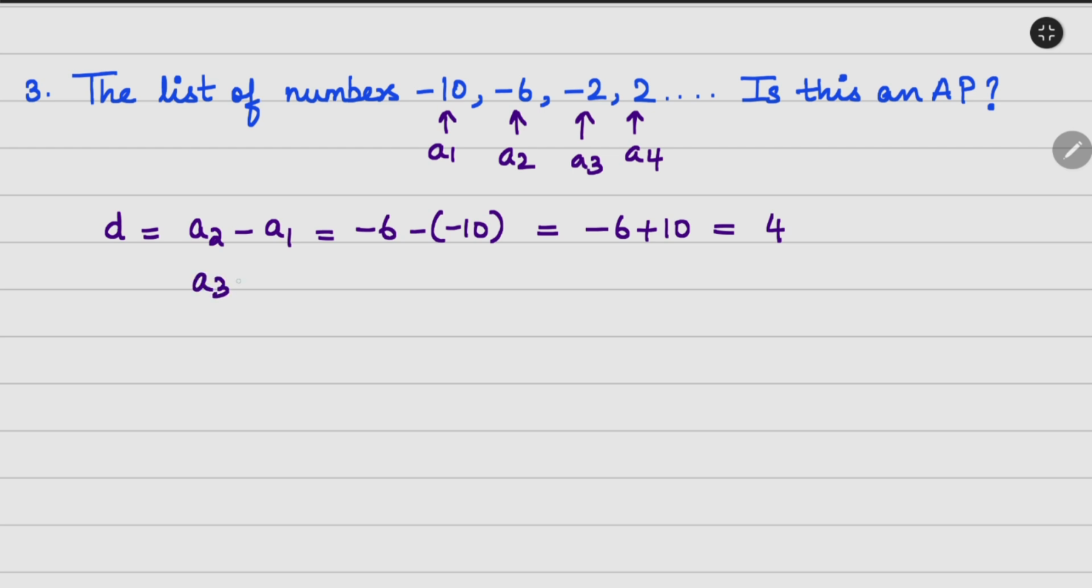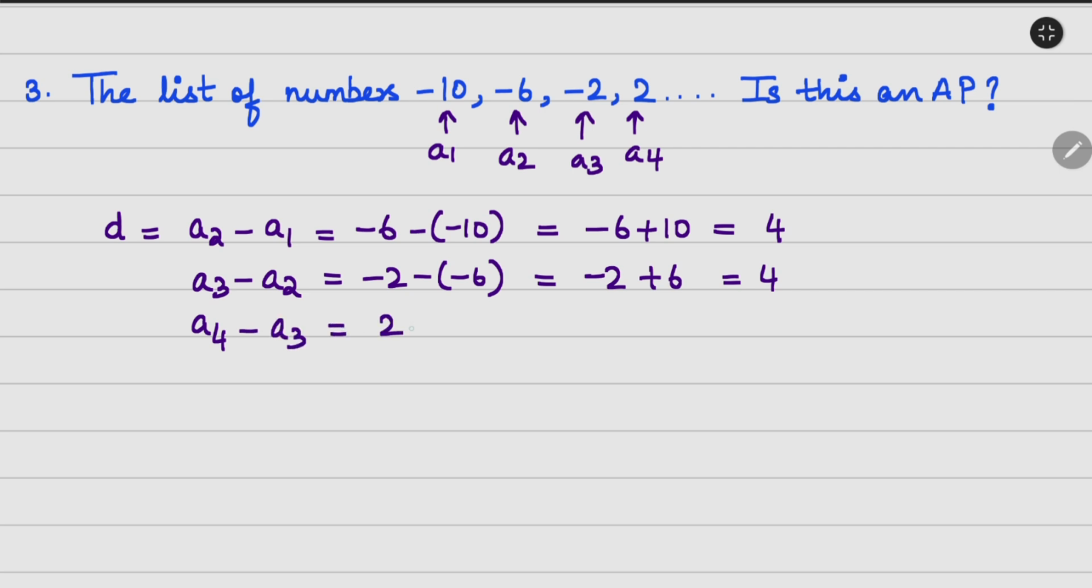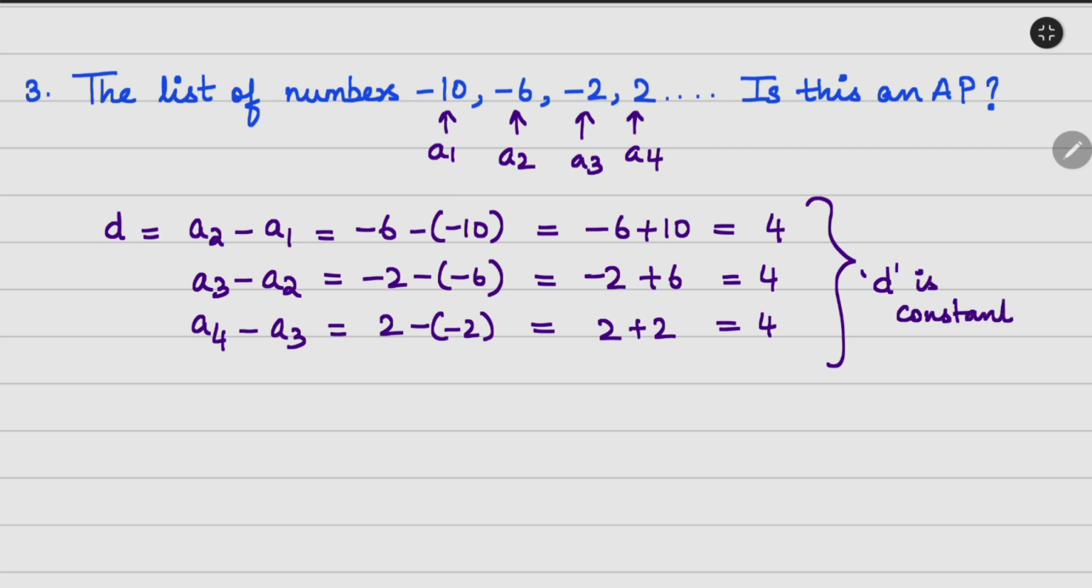Let's find out what is A3 minus A2. So minus 2 minus of minus 6, which is minus 2 plus 6, again plus 4. Let's calculate the fourth term minus the third term. Fourth term is 2 minus of minus 2, which is 2 plus 2. Minus into minus is plus, which is again 4. So what do we see? The common difference D is constant. It's the same across all the terms. Therefore, the given sequence is an arithmetic progression.